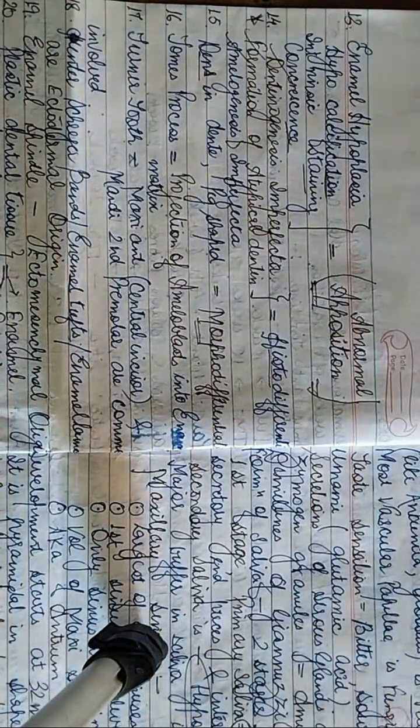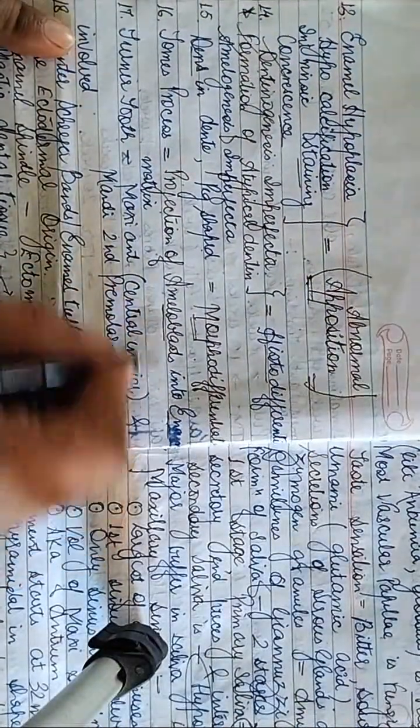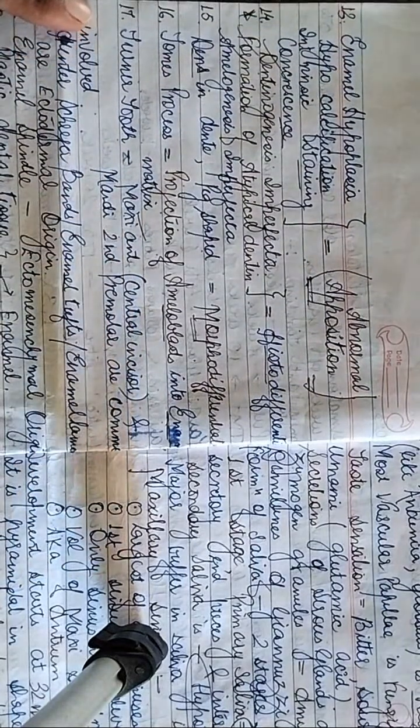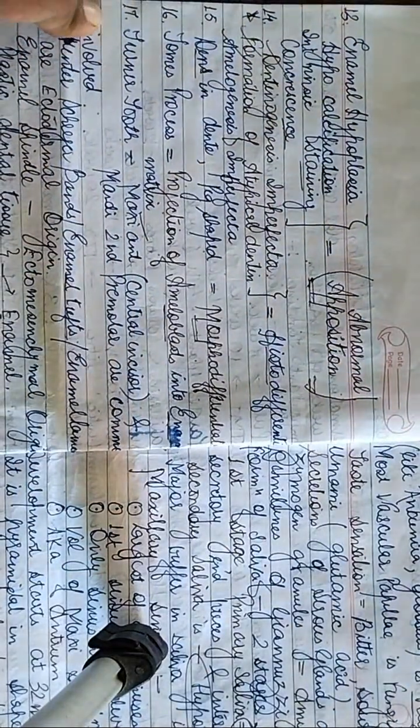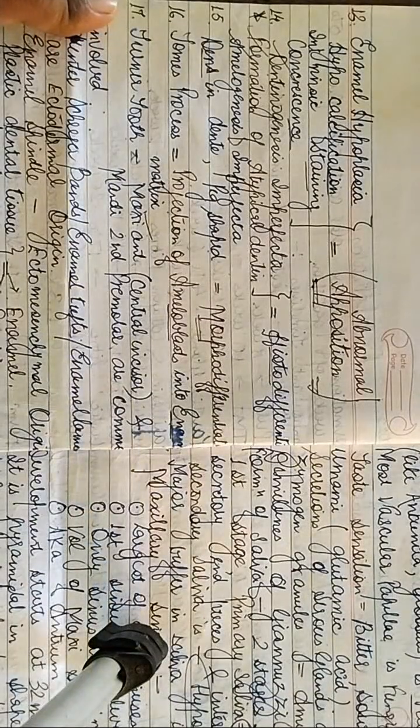So, what are these Tomes processes? They can ask you in the form of four options. The Tomes processes are the projection of ameloblasts into the enamel matrix. Students, do remember, the Tomes processes are the projection of ameloblasts into the enamel matrix.